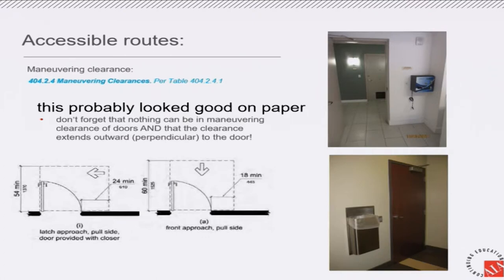Oops. You'll see this one again. That one's also a protruding object because it's just over 27 inches. It's like 28 inches off the floor. Yes, but it's in the maneuvering clearance. This was 11 and a half, 12 inches. Stupid stuff that you don't think about. Now we'll see another one.